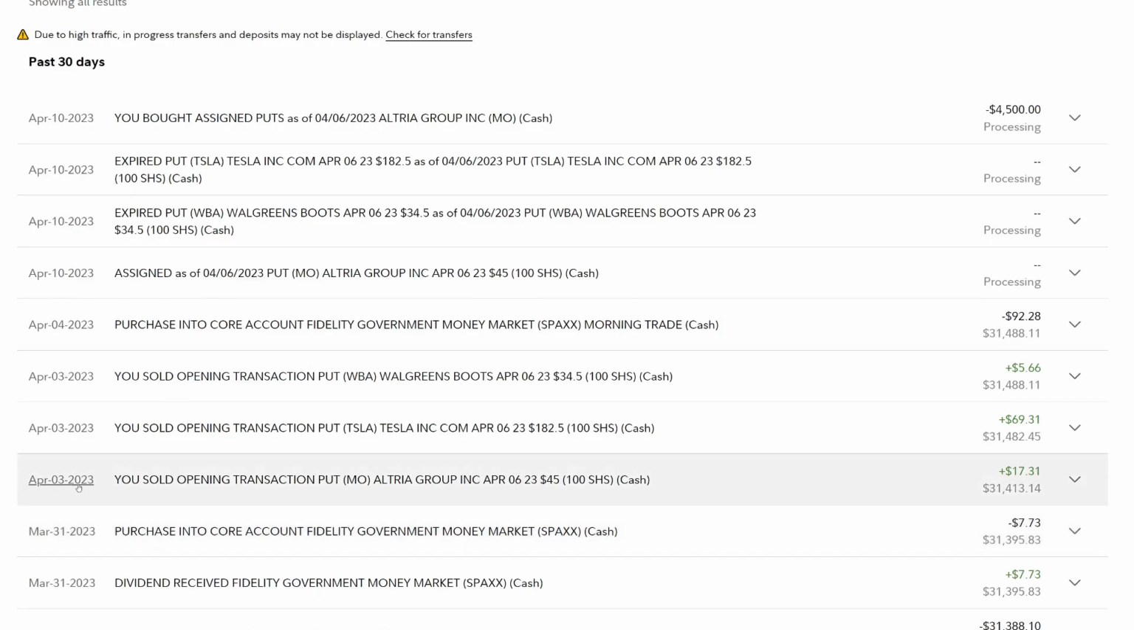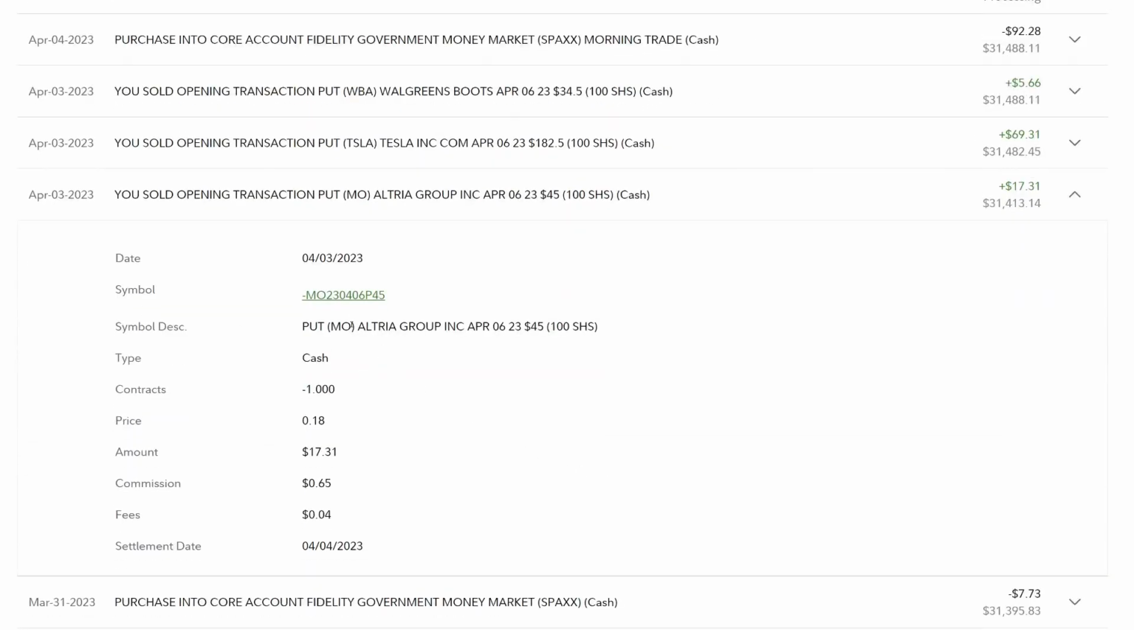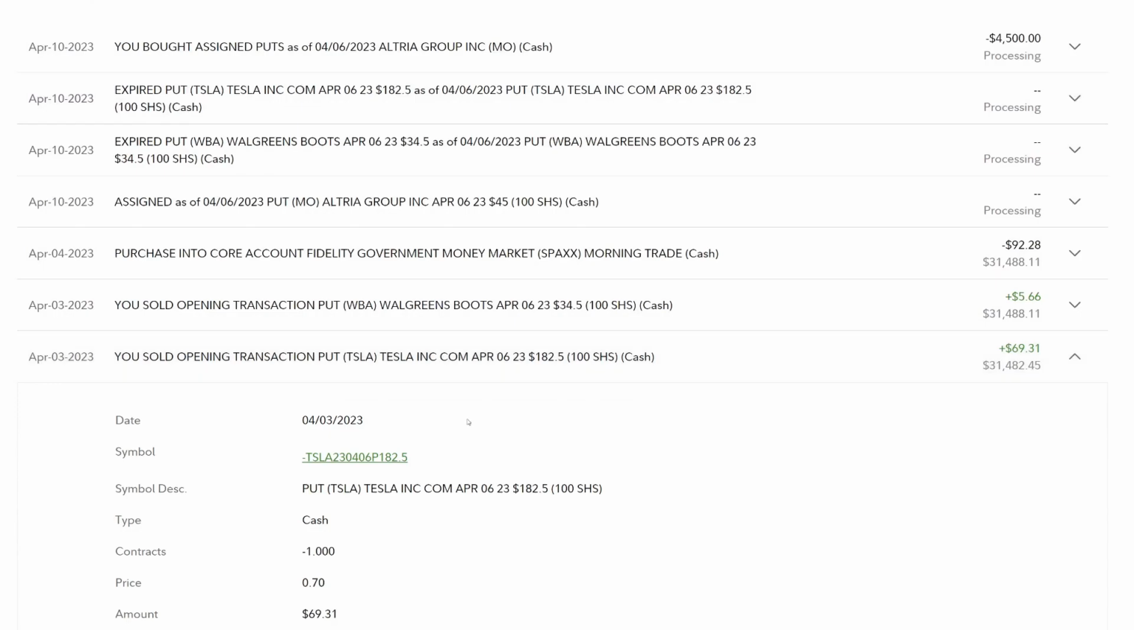On the 3rd of April, guys, we sold a cash secured put. If I expand it, we sold an Altria cash secured put with an expiration date of April 6, 2023, and a strike price of $45. We did one contract, and we got paid about 18 cents, which comes out to be $17.31 after fees.